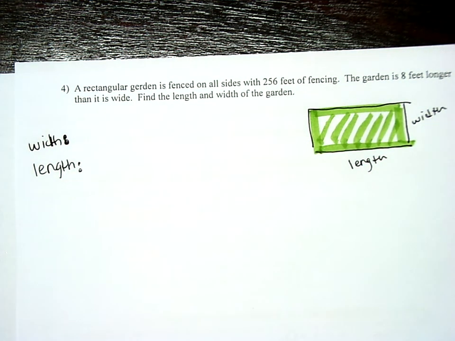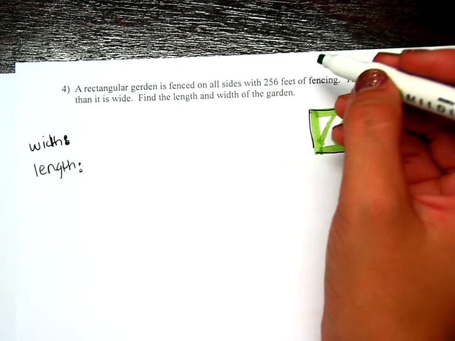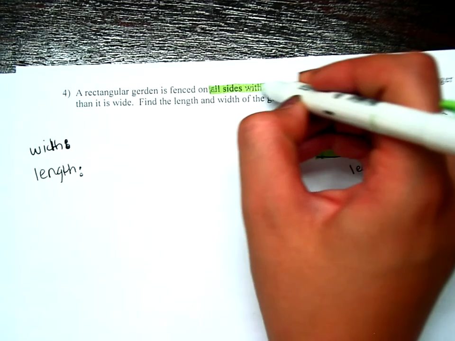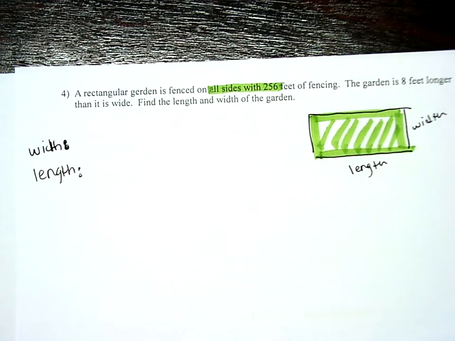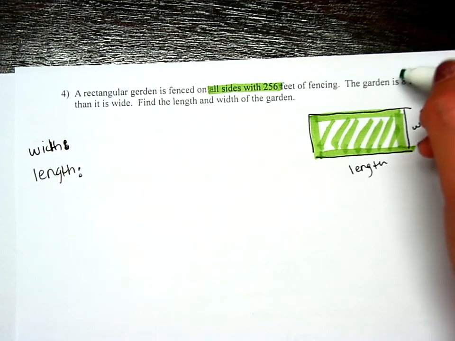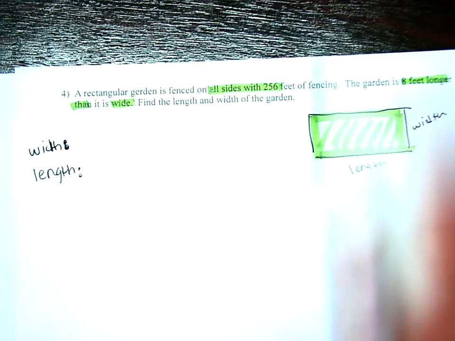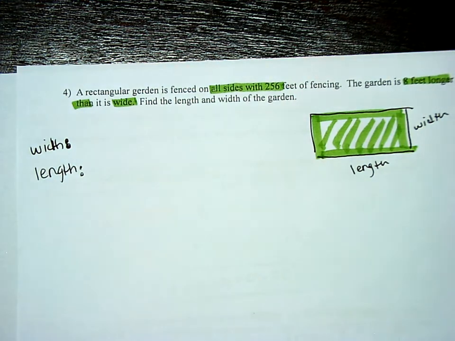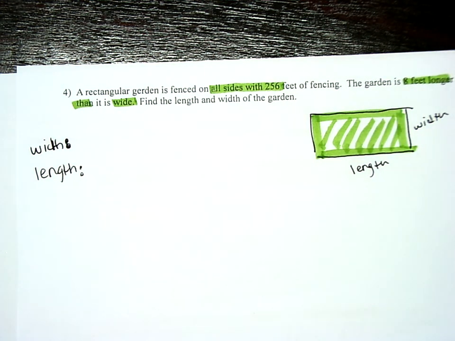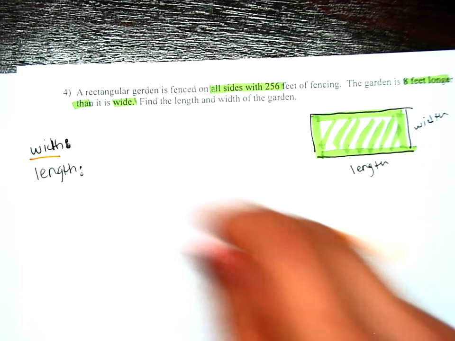Okay, so let's read what's going on in this problem. I have all sides are 256, so I know that's a total. I see 8 feet longer than, and I see wide right there. Okay, so let's write our expressions. Remember, we need to find which value is dependent on the other. So let's start with width. Let's see if this one is our variable.